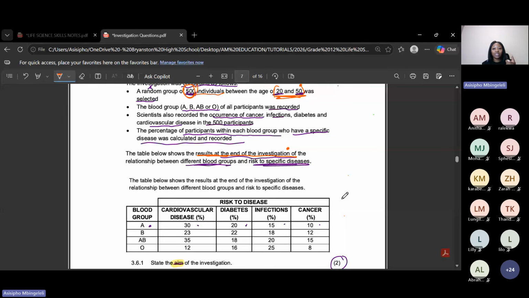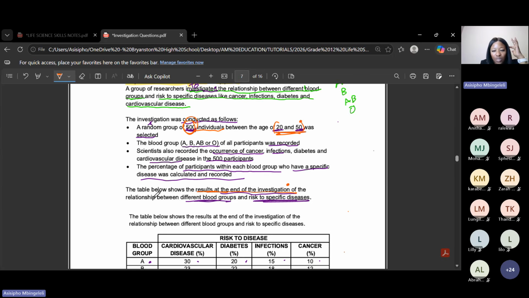A measuring tool is something that they would need to use to measure physically. How do they get the blood groups? They say they recorded the occurrence. The blood group of all participants was recorded. To get your blood group, they would need to test your blood. The measuring tool, no, but I get the idea. If you say decide on how the results would be recorded, they'll actually give you a mark for that. But measuring tool, it depends on which teacher.